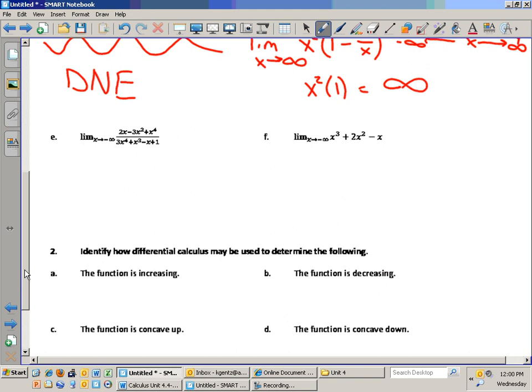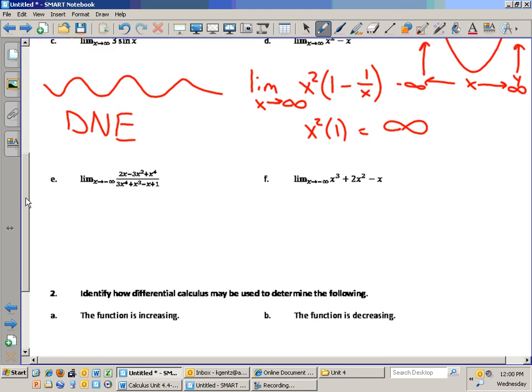1/3. Very good. The answer is infinity. Because as x goes to infinity, you square it, you get an even bigger number, a bigger infinity, times 1 is infinity.